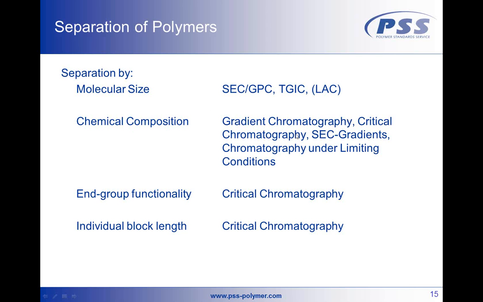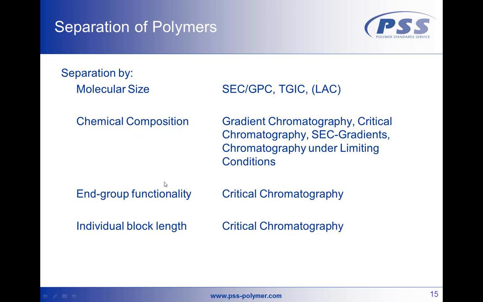In certain cases, critical chromatography might be helpful if you would like to have a separation according to one block, for example. Size exclusion gradients, and so forth. These are special techniques you can also use to separate according to chemical composition.